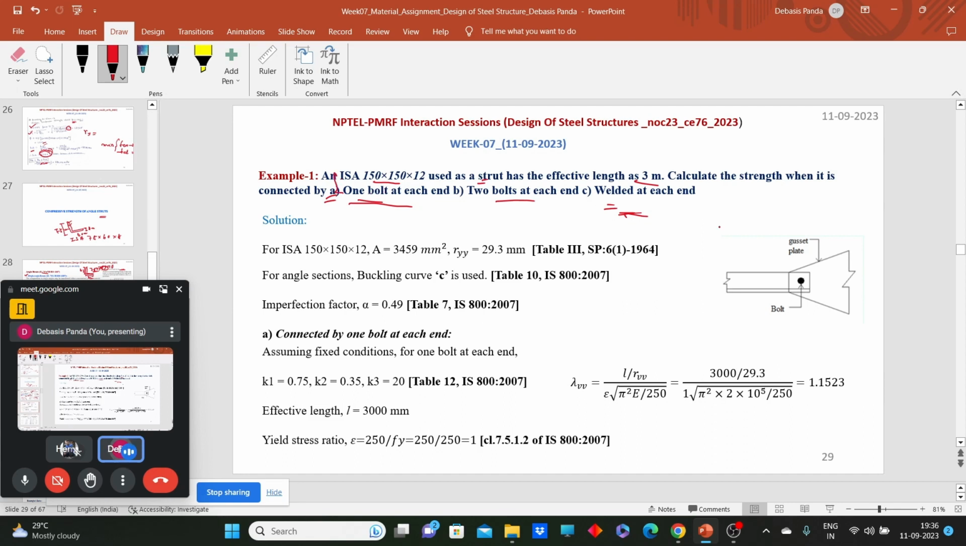What do we need to calculate? Calculate the design strength. That means we need to calculate PD. That means we first need to find the FCD value, FCD into AC. And for calculating the FCD value, we need to calculate lambda equivalent, right? So how can we calculate lambda equivalent? Let's go step by step. First we have a section ISA 150 into 150 into 12. So when we have this section, let's go to your SP6 and look for the different parameters.